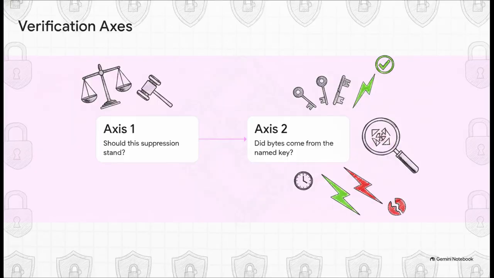Now, what's really interesting about this slide is how this verification process breaks down into two distinct axes for approvers whose registry entry carries key material. Axis 1 asks a process question. Should this suppression stand? Axis 2 asks a cryptographic question. Did these bytes actually come from the key they name? These two questions travel separately, and they only diverge on exactly one highly specific case, a key that was revoked after it signed the suppression approval. That divergence is huge. It turns signing after revocation from a mere paperwork observation into a concrete cryptographic finding.